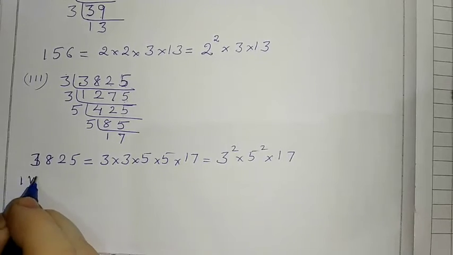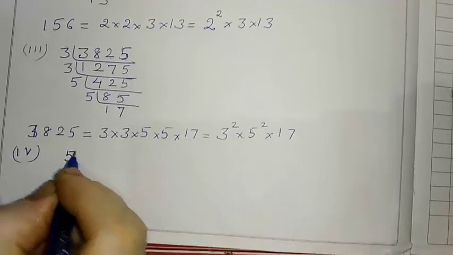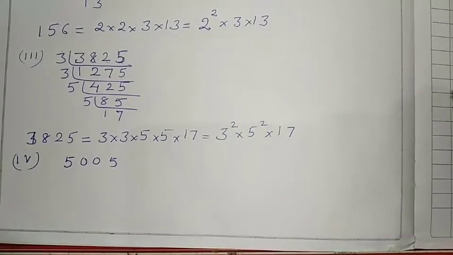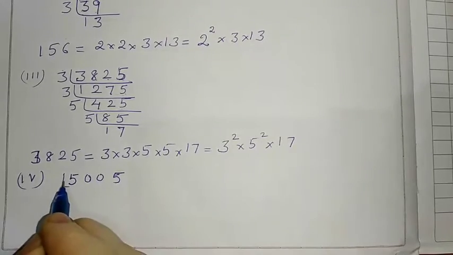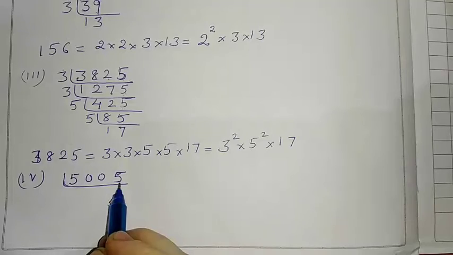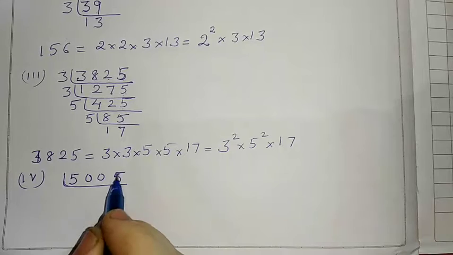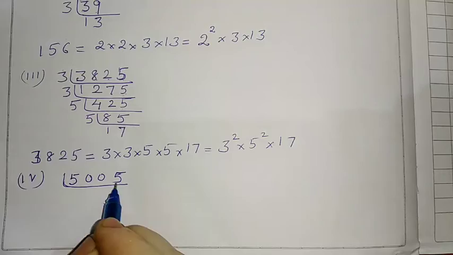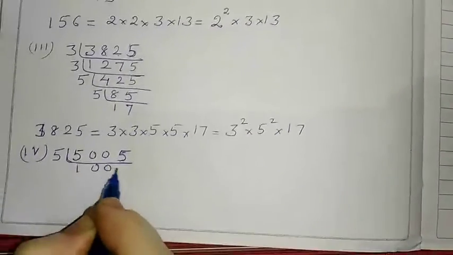Now solve another number. 5005. Now divide it. This is not divisible by 2 because the one's digit is 5. Now check whether the number is divisible by 3. 5 plus 5 is 10. So this is not divisible by 3. But this is divisible by 5 because the one's digit is 5. 5 ones are 5. 5 ones are 5.